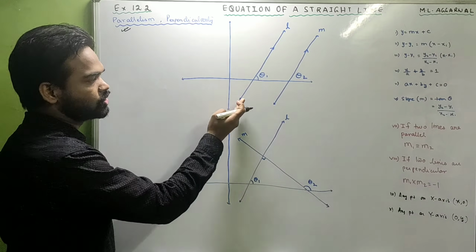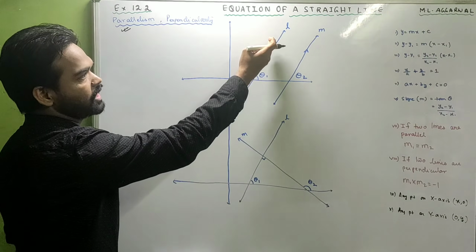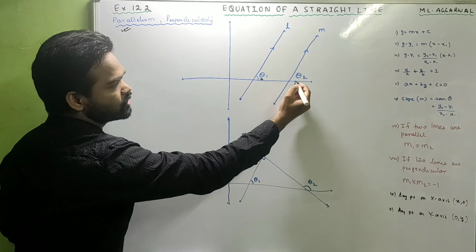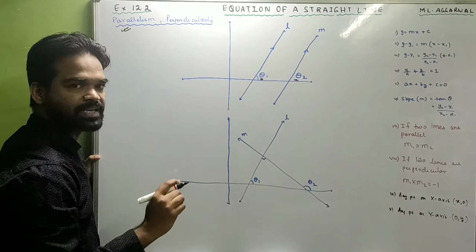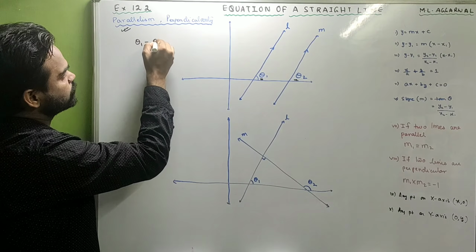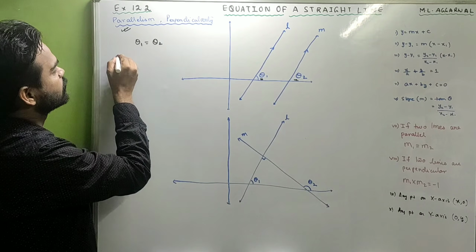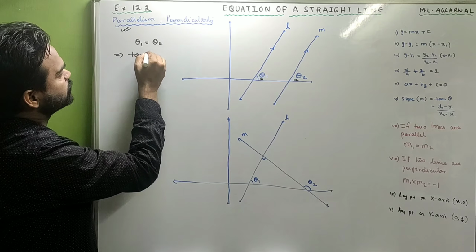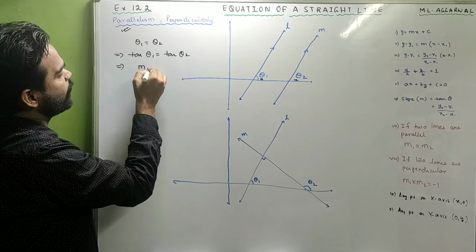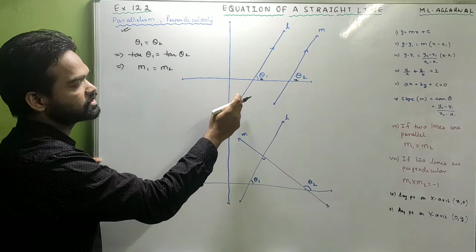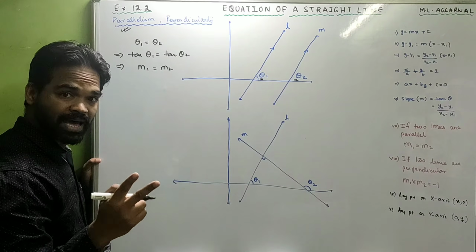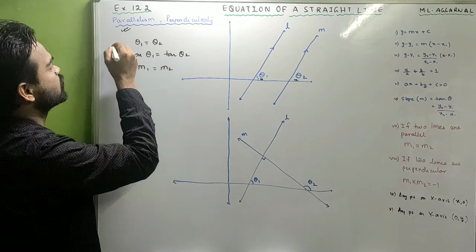Now look carefully, when the two lines are parallel to each other, I've drawn the lines L and M parallel to each other, then don't you think the angle which the two lines make with the positive x-axis will be the same? So I can say theta 1 is equal to theta 2 if two lines are parallel, which means can I write tan of theta 1 is equal to tan of theta 2, which means can I write m1 is equal to m2, if m1 is the slope of the first line and m2 is the slope of the second line. So if the two lines are parallel to each other, their slopes are equal.